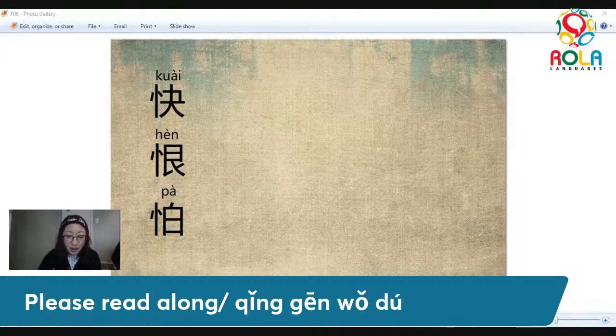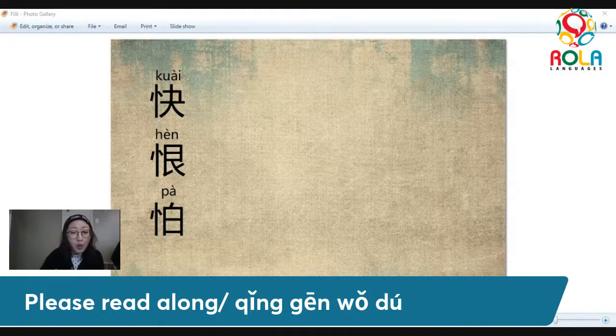All right. Now, since we learned 属性旁, let's quickly look at these three characters. Now that you know that 属性旁 represents heart, mind, or emotions, you can probably guess what these three mean. So the first one, 快, 快.